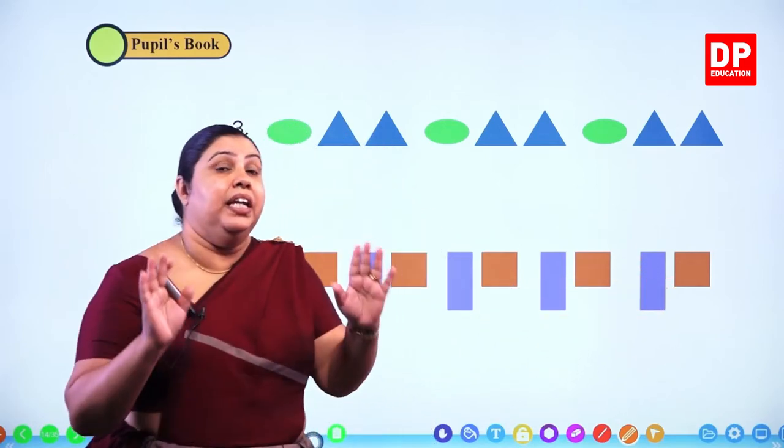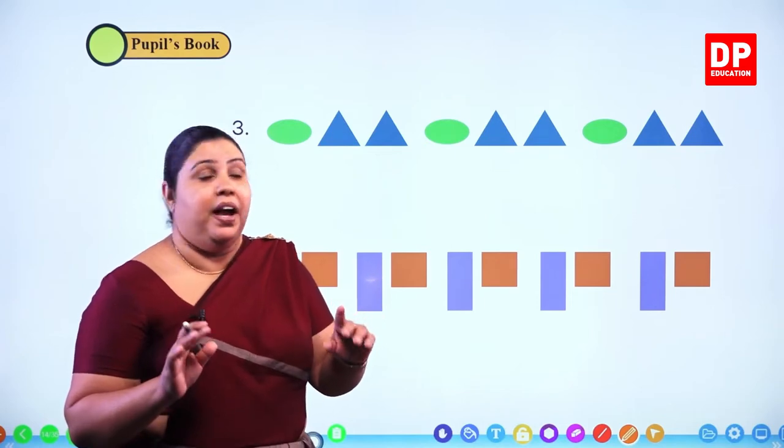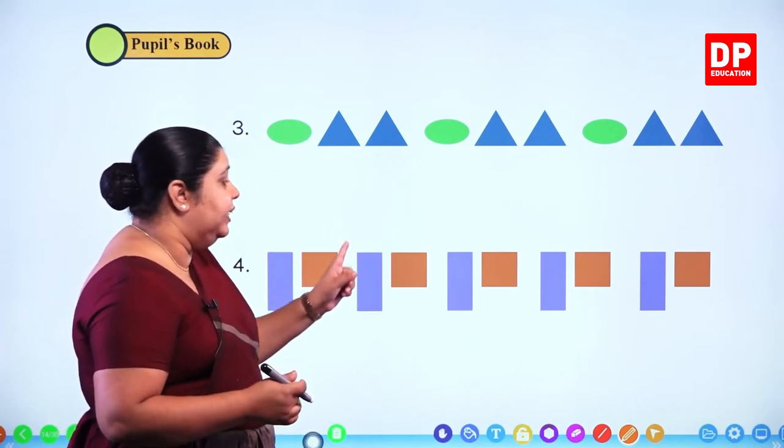Now you have to be very careful when you identify the shape of a rectangle and a square.